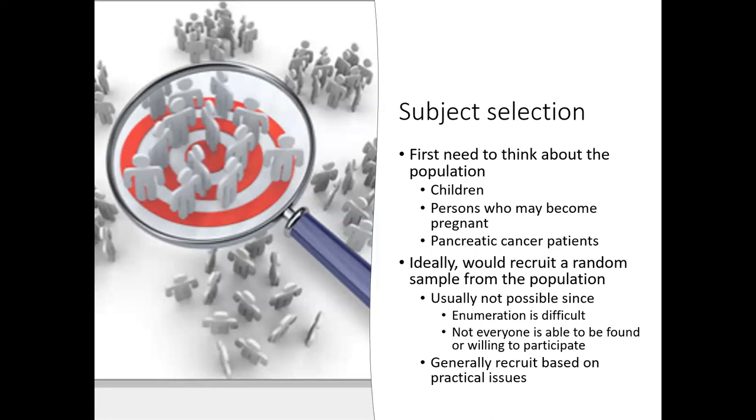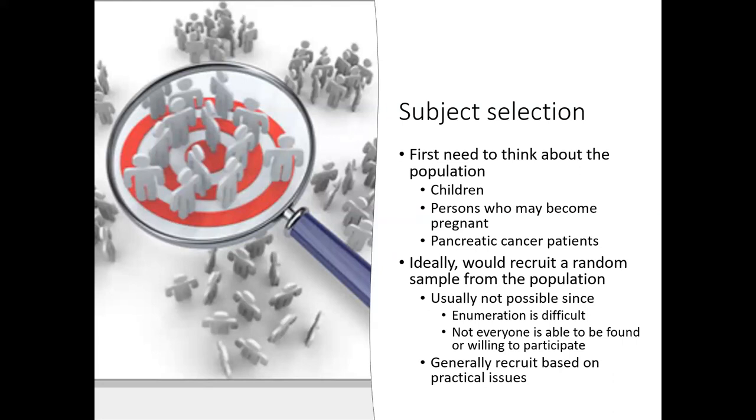Who is this study for? Is it for children? Is it for pregnant persons or persons who may become pregnant? Is it for pancreatic cancer patients? So we need to figure out what is our population? What are we focused on? Once we know that, ideally, we'd recruit a random sample from that population. That's almost never possible.